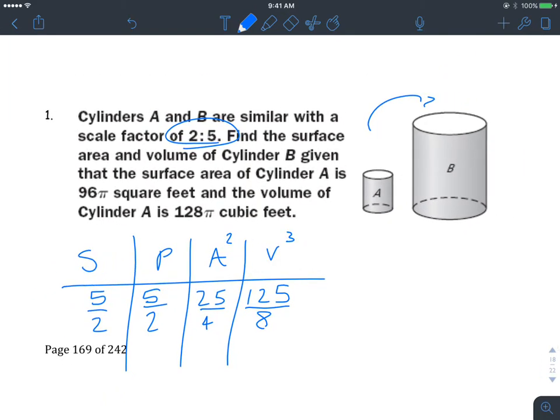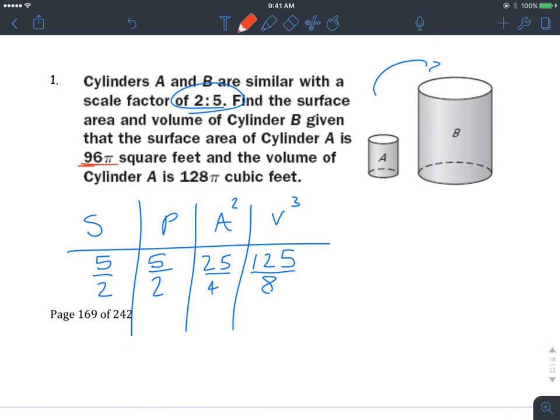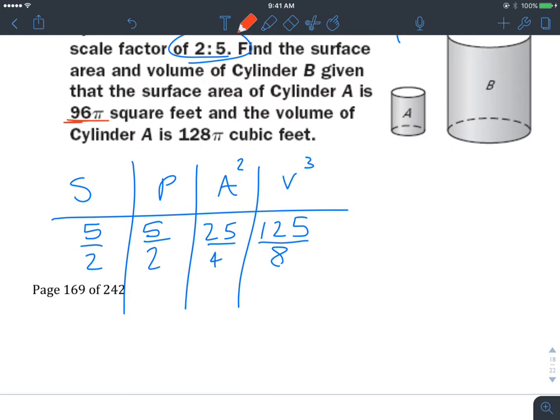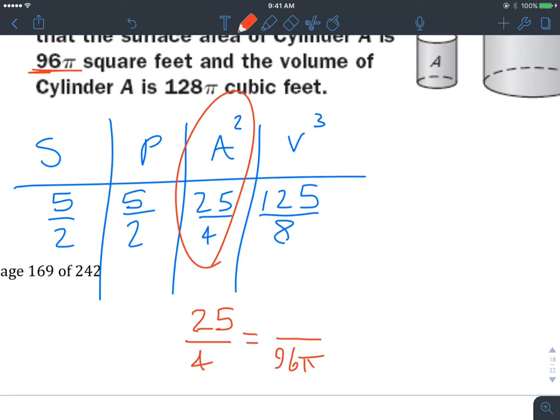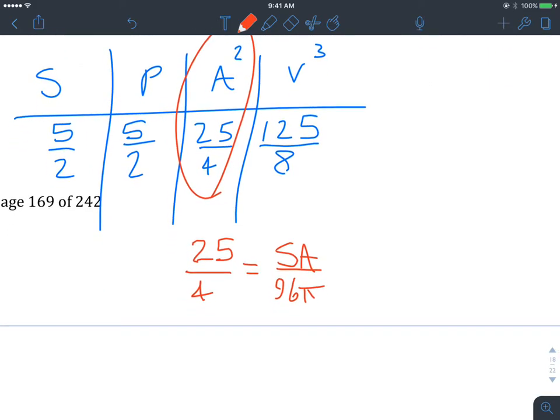Okay. So if we're trying to find the new surface area, notice they gave me the surface area of the smaller object, cylinder A. So we're going to go ahead and use that information. We're going to use the area ratio first. So we'll say 25 to 4 equals, and then they gave us the smaller one, so I'm going to put that in the denominator. So I'll put the 96 pi in the denominator, and then I'll put SA at the top, so we can keep everything sorted. So that's the surface area there.